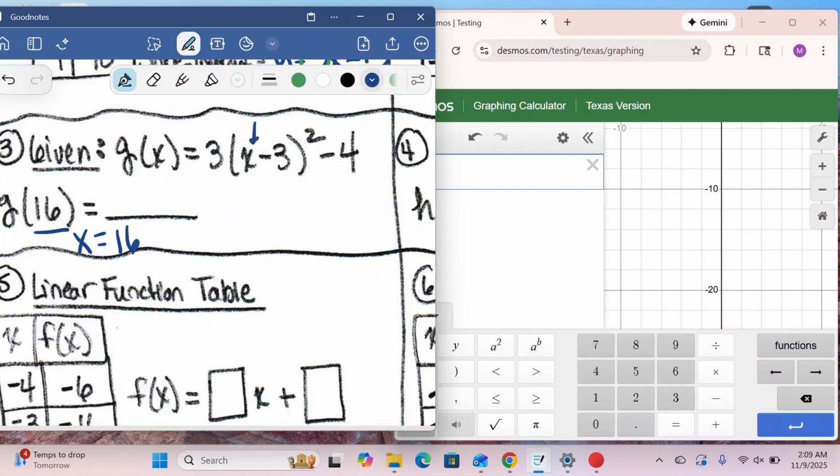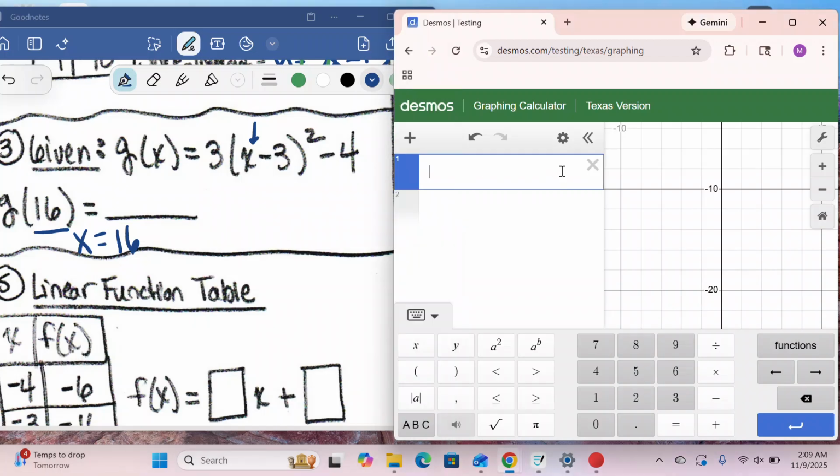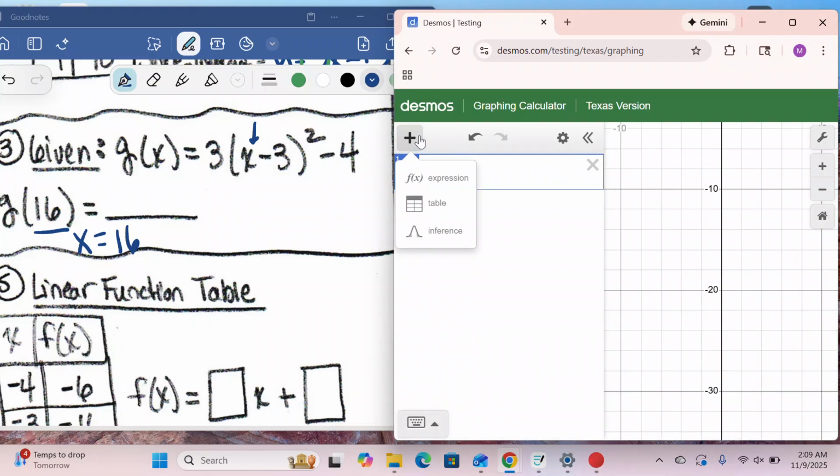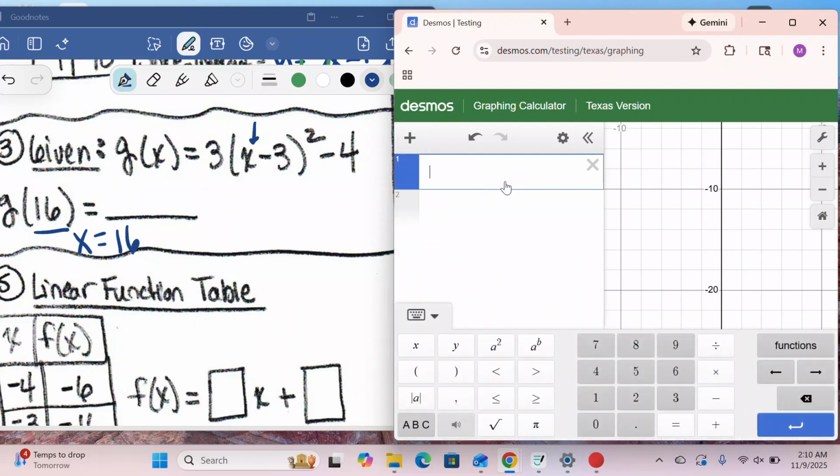So what I'm going to do is input 16 wherever there's an x. So all I do is input in Desmos. And once again, putting it right here, you might be tempted to press f of x expression. Do not press f of x expression. All you have to do is input this the way it is.